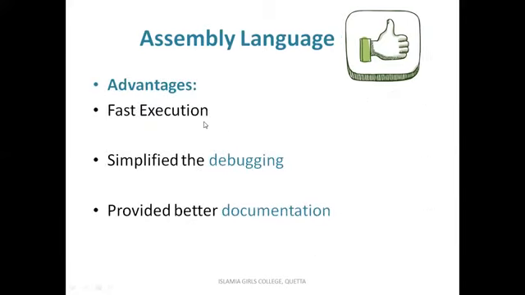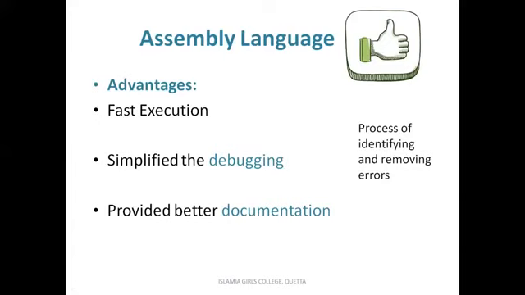Assembly language is very fast in execution. Assembly language has simplified the debugging. Now, what do we mean by debugging? Debugging is the process of identifying and removing errors. When you write down the code, there are chances that there will be some errors in your code. So, the process of identifying and removing the errors in machine language was very difficult and complex and very tiresome. But as compared to the machine language, the process of debugging is simplified in the assembly language.